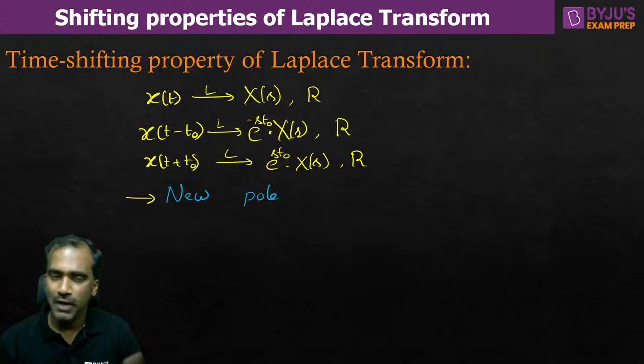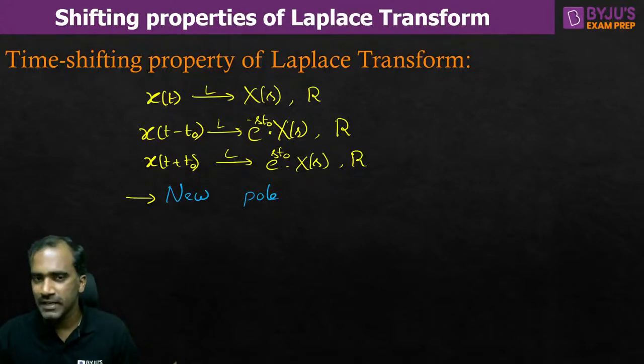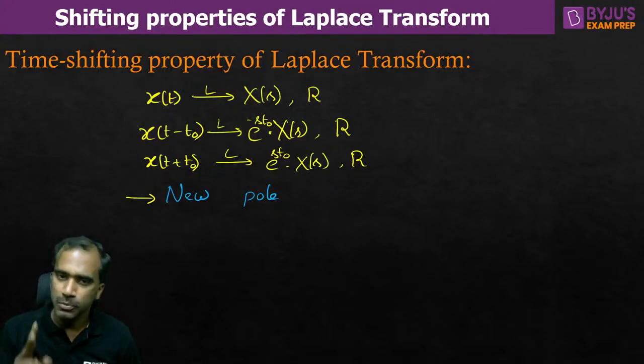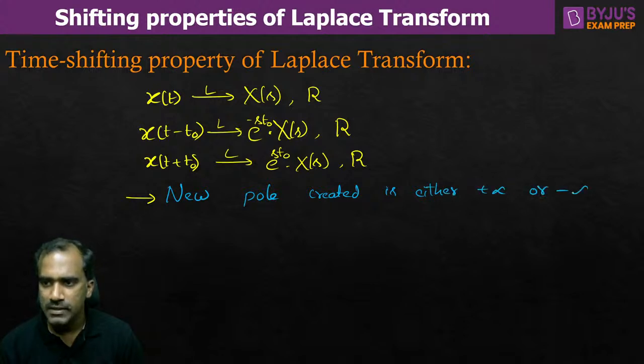But if you have the linearity property being applied, which means you have multiple signals, one shifted towards the right side and another shifted towards the left side, then there is a possibility of two poles, plus infinity and -infinity. The new pole created is either plus infinity or minus infinity.